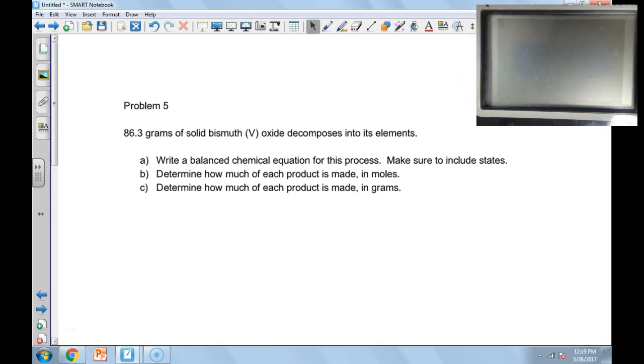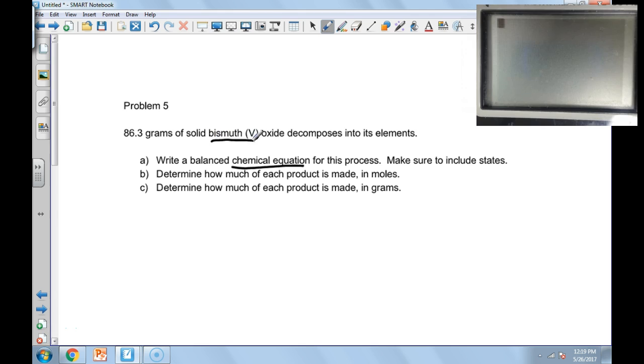Hey everybody, wanted to go over a problem for ICE charts. So this is problem 5, and so let's get started. Now, in order to do this problem, notice it's asking us to write a balanced equation and include states.